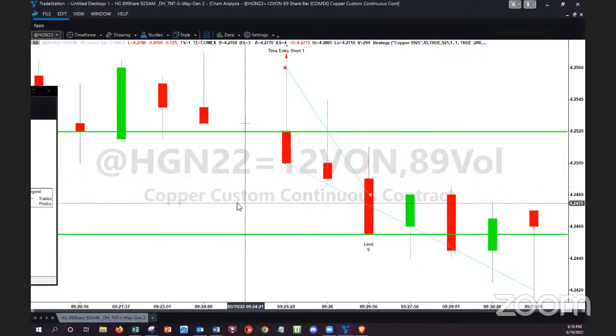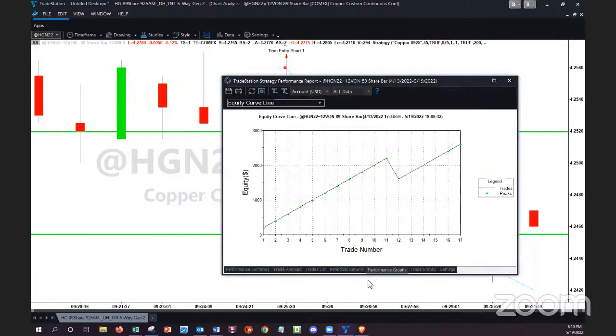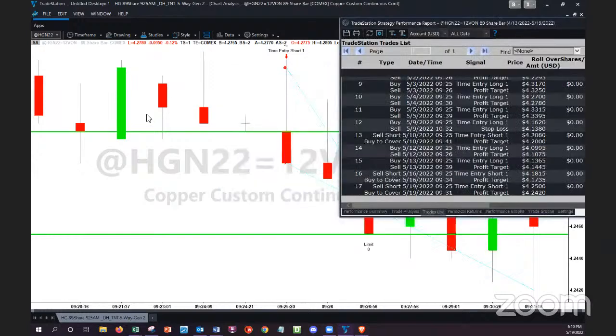However, I can prove that to you here momentarily. When you look at the strategy performance report right here, and we go in and look at this trade list for today, it shows the price for it went short, and it shows a price at 4.2500. Okay, so where's 4.2500? Let's just grab another line here.